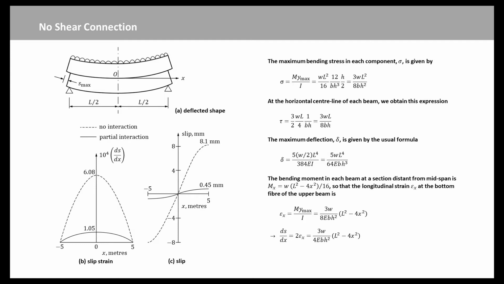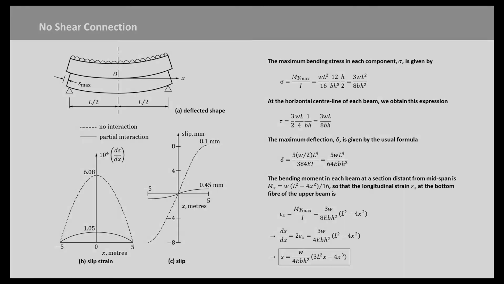The slip strain is not the same as slip, in the same way that strain is not the same as displacement. Slip strain is the rate of change of slip along the beam. Thus we have this equation. Integrate this equation, and we obtain this expression. The constant of integration is 0, since s equals 0 when x equals 0, so that this equation gives the distribution of slip along the beam.